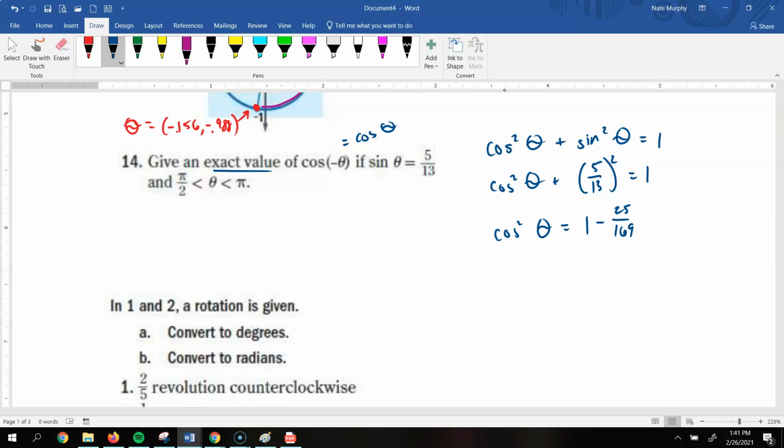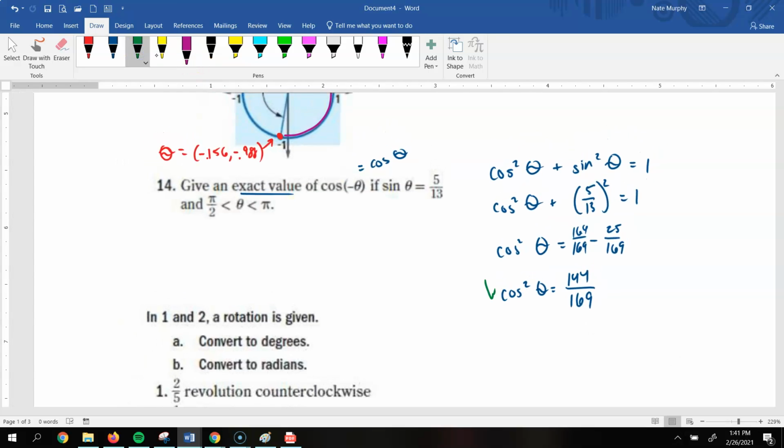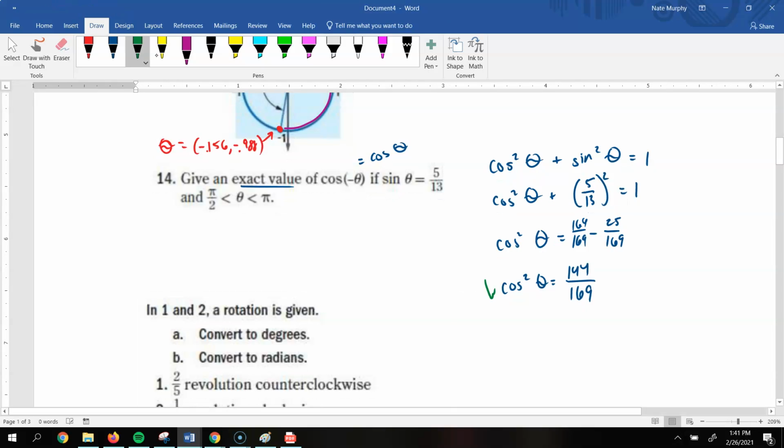So now I just need to change this 1 to have a common denominator with the 169. So I'm going to change this to be 169 over 169. All right, so now we can subtract those values. So 169 minus 25 is going to be 144 over 169. Now technically the next step would be to take the square root of both sides. But we would take the square root of both sides.